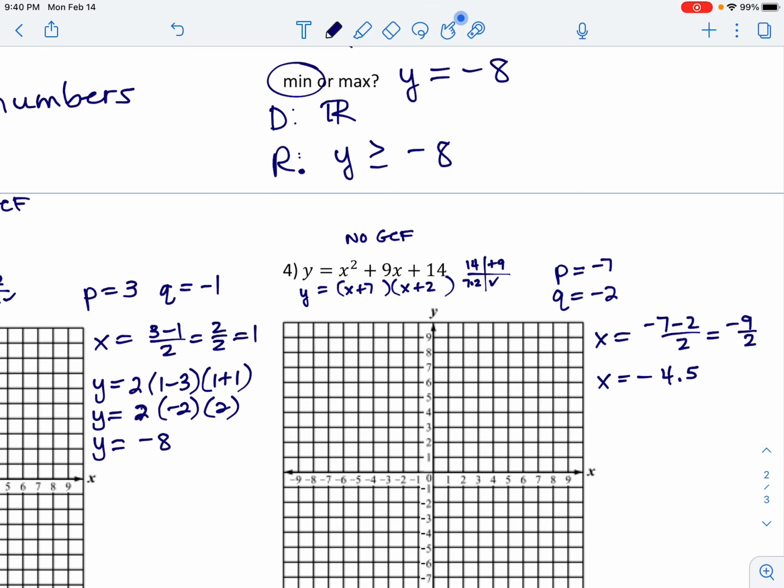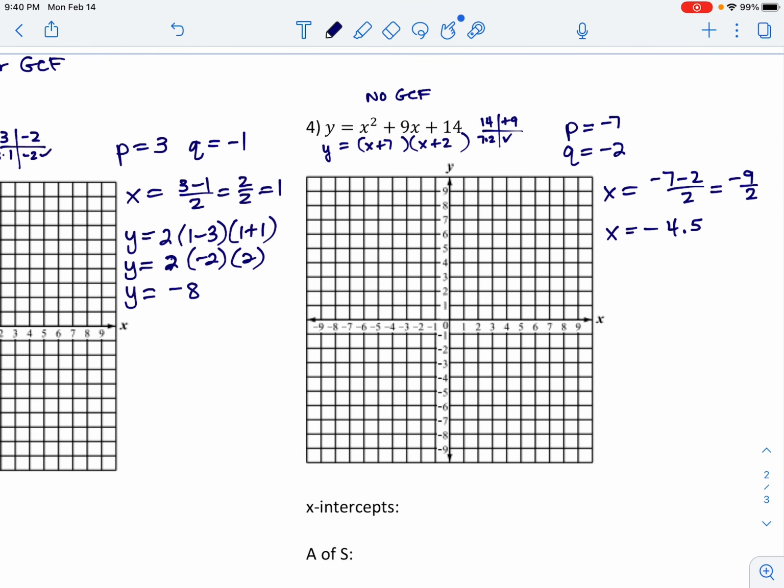I'm not going to go through all of that with you. But I can tell you that y is equal to negative 25 over 4 if you want to try it on your own and see what you got.